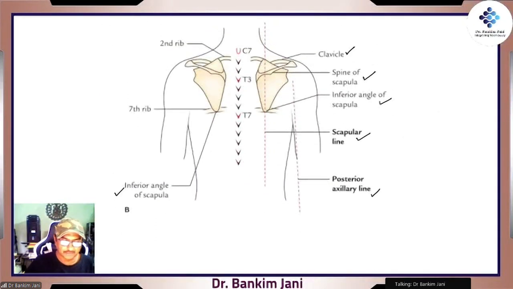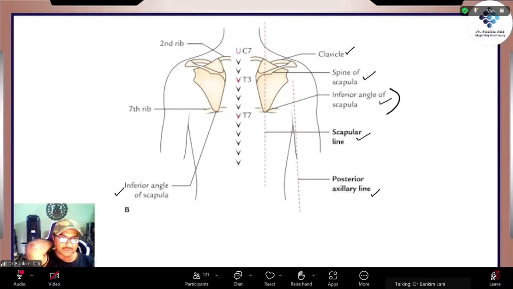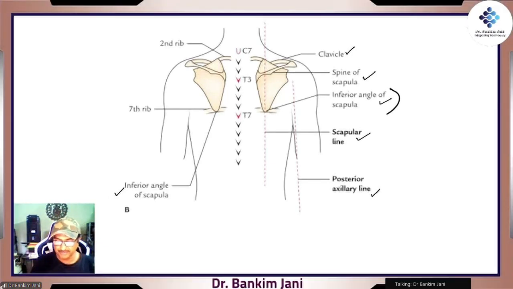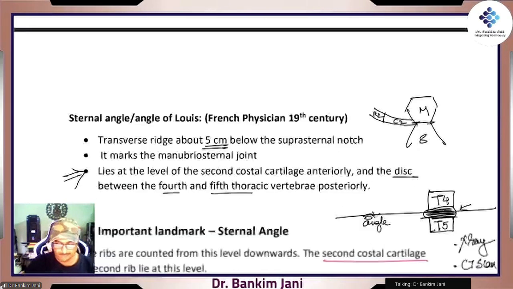On the posterior surface, we need to talk about this one specifically, the inferior angle of scapula, because it can be felt very easily, right? And then the spine of scapula, even in yourself, you will just touch yourself and you'll be able to feel that spine of scapula. Clavicle, it is in front, very easy to palpate. So these are some important areas.